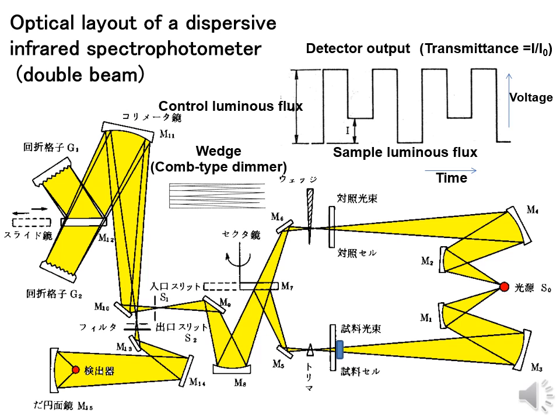Therefore, the time change of intensity is as shown in the upper right figure. The intensity of the reference beam is high and the intensity of the sample beam is low. The transmittance can be calculated from this intensity ratio.